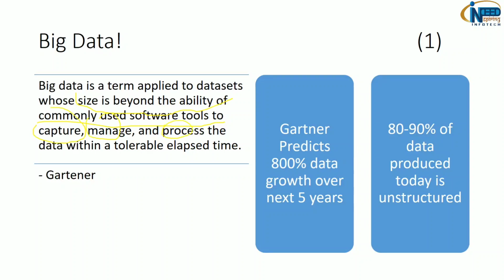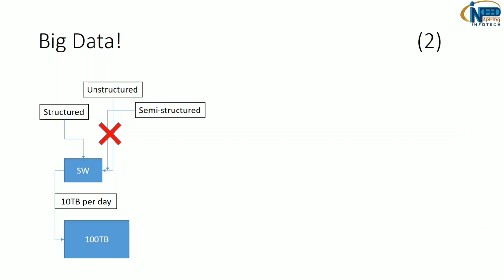So the available infrastructure which we have is incapable of capturing, managing, and processing the data. And the second part is, even if we are able to capture and manage the data, we are not able to process the data within the given timeline. That is the biggest challenge. So storage is one problem, another problem is processing, and processing within the given timeline is a big challenge. As per the predictions, there will be more data growth, around 800% in the upcoming years, and 80 to 90% of this data is unstructured. This is another challenge.